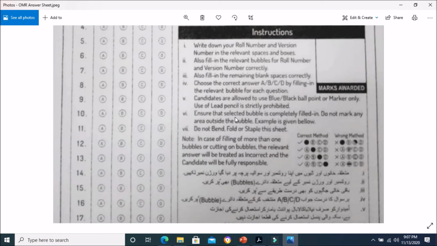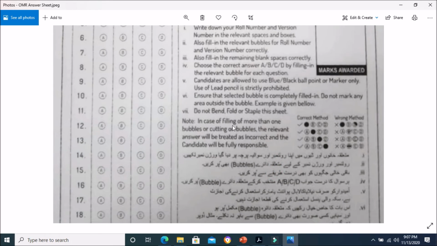Number 6 point, ensure that the selected bubble is completely filled. This is very important. Do not mark any area outside the bubble. You need not be in a hurry. Fill it properly. An example is given below. You can see in this picture the method to mark correctly and the method that is going to be wrong. Incomplete filling, outside filling, ticking in the box, crossing in the box, these things are not allowed. Note that in case of filling more than one bubble or cutting on bubbles, the relevant answer will be treated as incorrect and the candidate will be responsible for it.